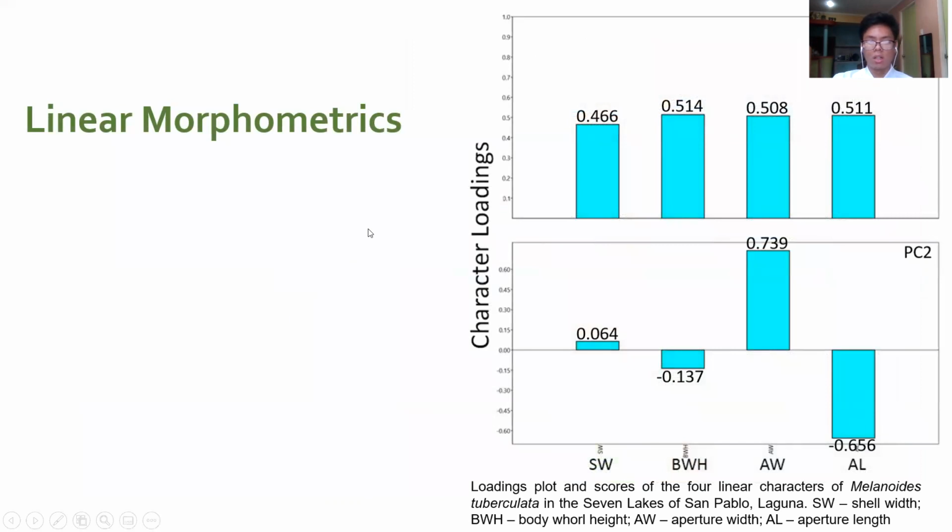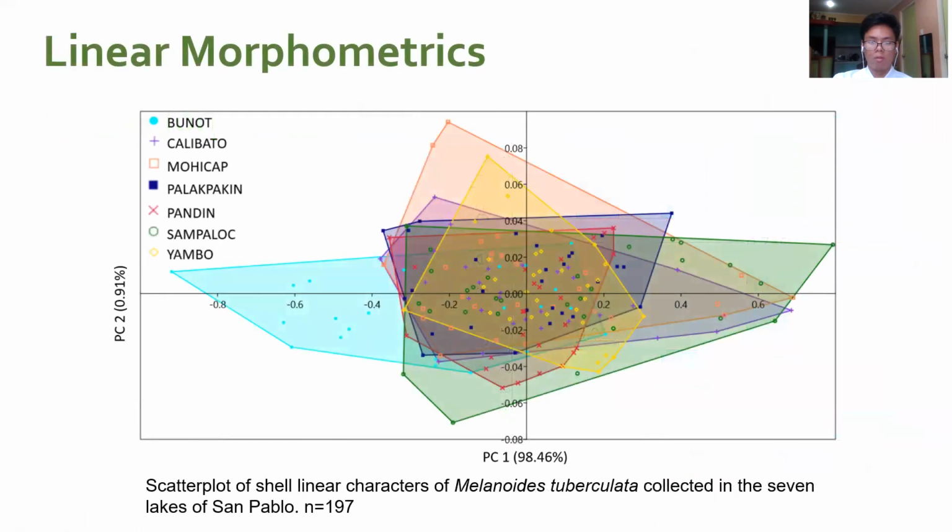So to further prove this, character loadings and a scatter plot were then generated based on the principal component analysis in PAST 3.26. And from here, you would actually see, as demarcated by the green convex hull, that Lake Sampaloc indeed had the largest linear sizes, while Lake Bunot had the smallest linear sizes as compared to the rest of the lakes, which were intermediate of these two.